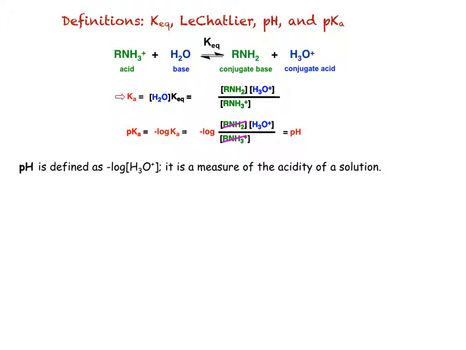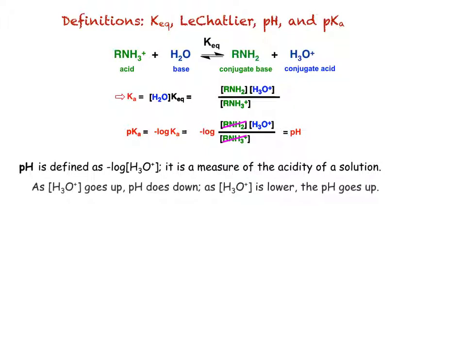So for definitions, recall that pH is defined as the negative log of H3O+, and it's a measure of the acidity of an aqueous solution. That's very important. As the concentration of H3O+ goes up, the pH goes down. As the concentration of hydronium gets lower, the pH goes up. So for all of these expressions, KEQ is a constant, and Ka is going to be a constant as well. It's not going to change.